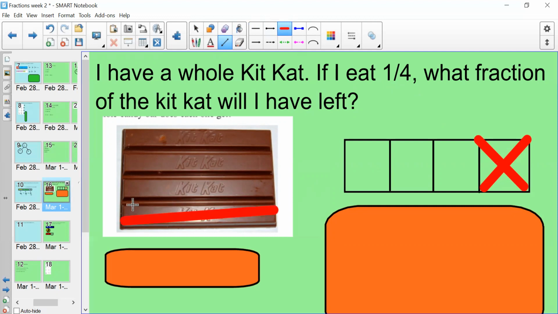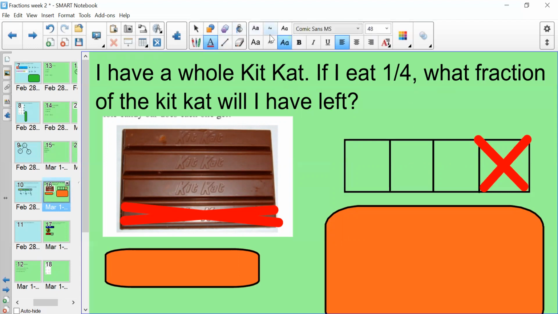So if we ate 1/4 of the Kit Kat, you can cross that out. That's what we've eaten. Now you can see that we are left with 3 quarters, 1, 2, 3 quarters. So the answer is I have 3/4 of a Kit Kat left.